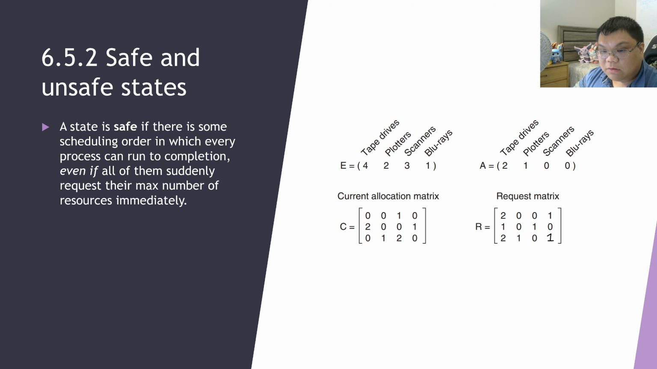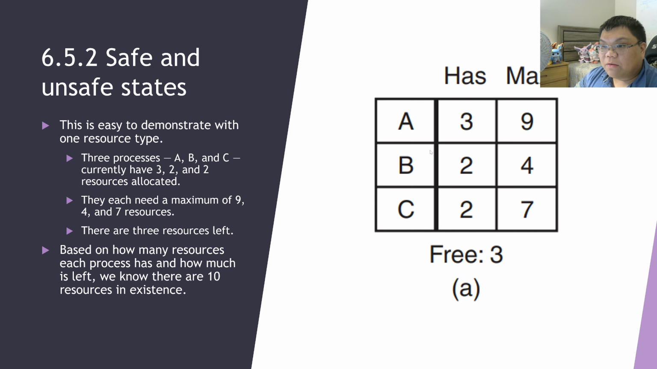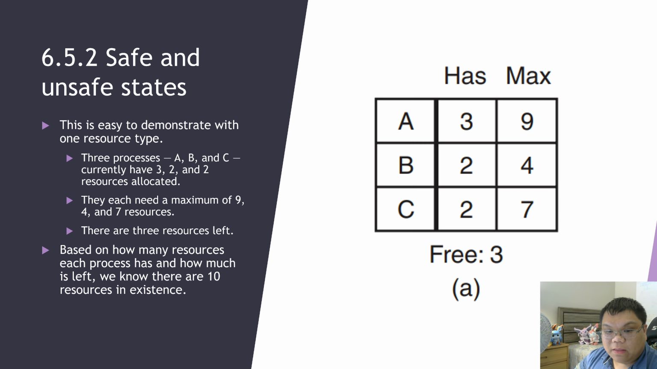So, we begin with a system with only one resource type. We have processes A, B, and C, which each has 3, 2, and 2 resources. We also know that processes A, B, and C need a maximum of 9, 4, and 7 resources, and there are only 3 resources left. So, through basic addition, if we add everything in the has column and add the 3 here, we know we have 10 resources in existence.